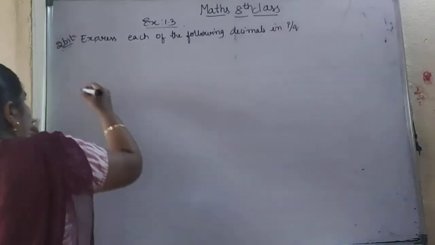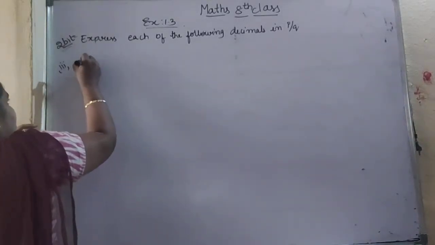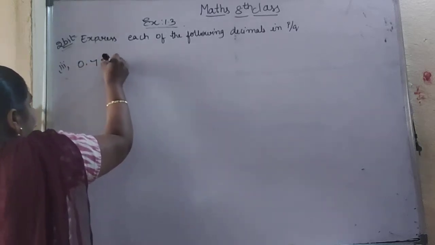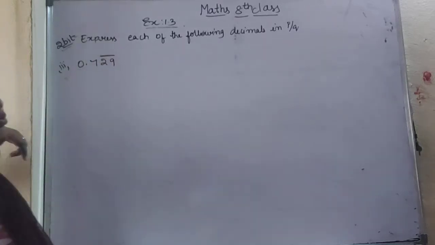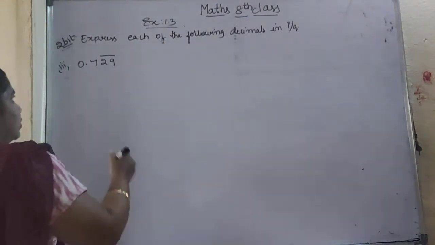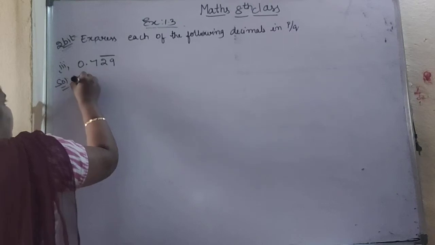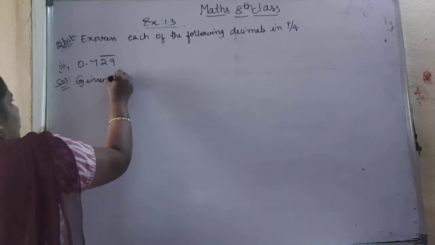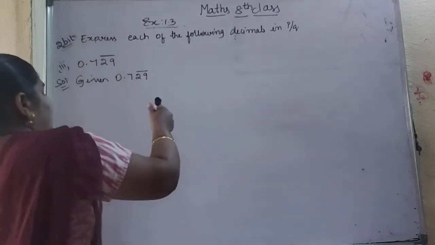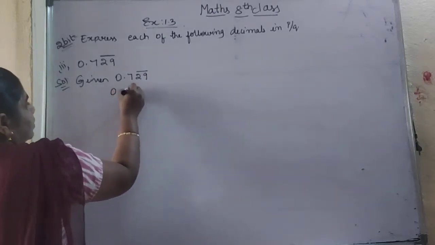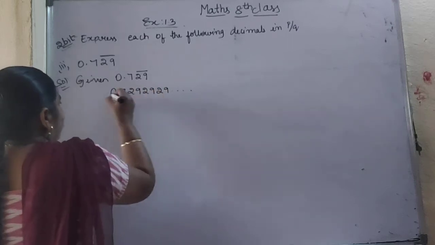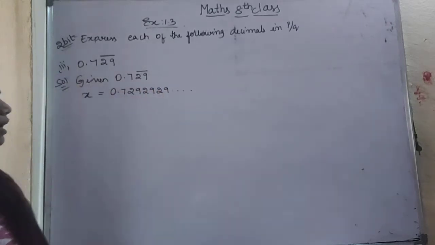What is the third one here? 0.729 bar. The bar is only for 2 and 9. 2 and 9 are repeating. So only 2 and 9 should be repeated in the next step. So given 0.729 bar, this 29 will be repeated so many times. So 0.7, 29, 29, 29 and so on. So this will be the x value.